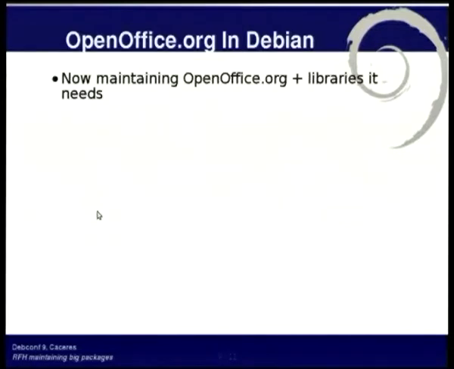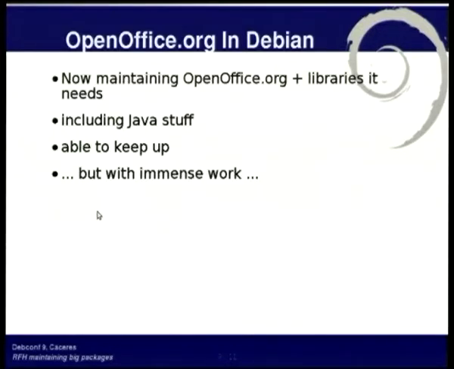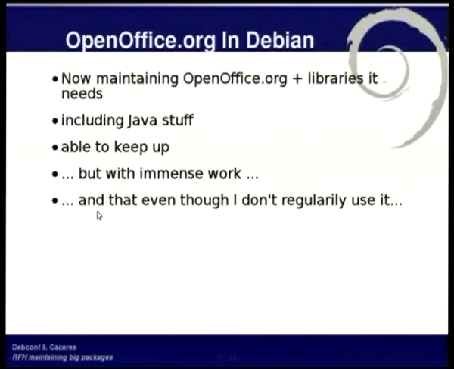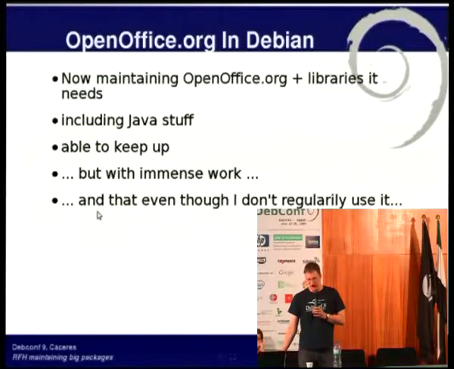Now, I'm maintaining openoffice.org and the libraries it accumulates, that it needs to run, including Java stuff, because as many of you might know, openoffice.org is a big user of Java. Many Java libraries are used for more or less important features. I'm able to keep up, but really barely, and with immense work. And even though I don't really use that package, so I use it every few months, needed for some presentation or at work for some stuff, but I don't regularly use it.